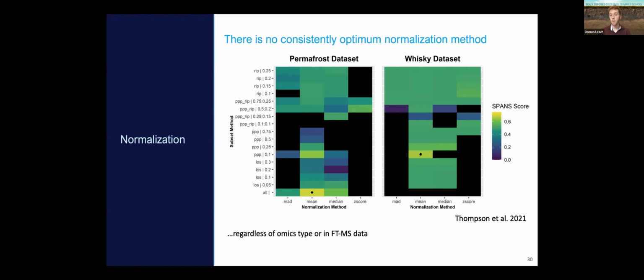So regardless of the omics type or regardless of using FTMS data, you really want to go through that SPANS algorithm because you could easily find a better normalization method depending on what you're using. Next slide.